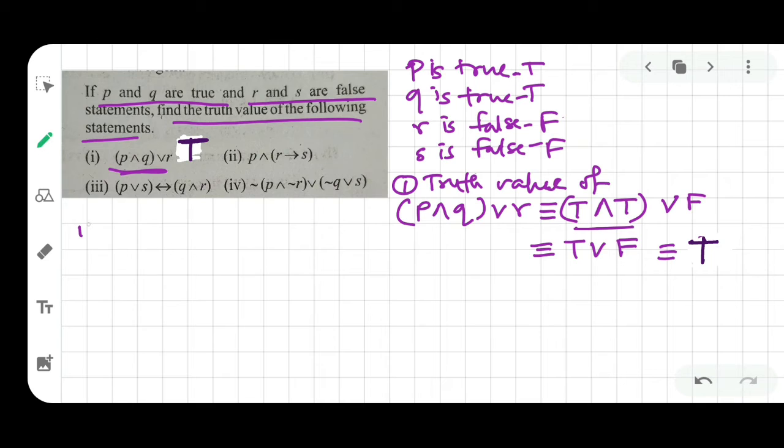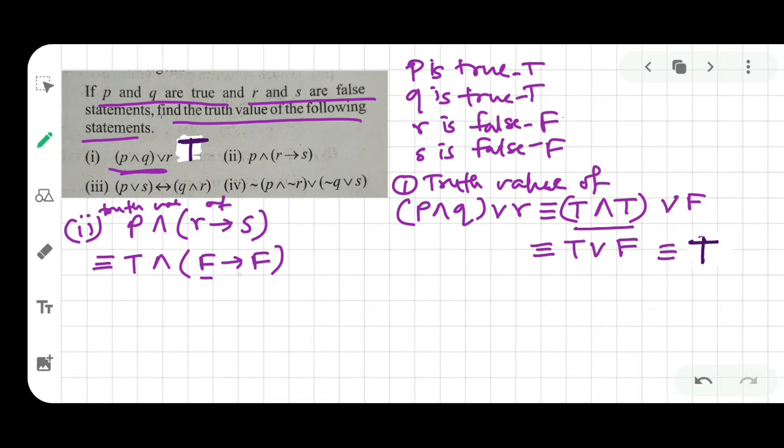Let's take the second one. P and R implies S. So the truth value of this is equal to: P is true, and R and S both are false. False implies false. But false implies false is false. So it is true and true. Sorry, false implies false is true actually. So true, and that's why true. So the second statement is true.